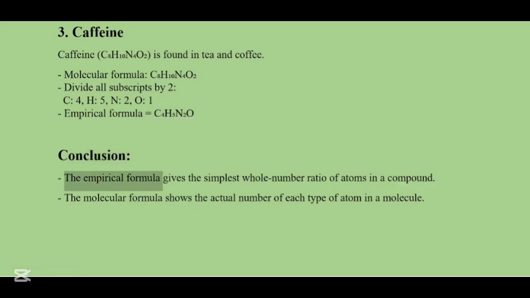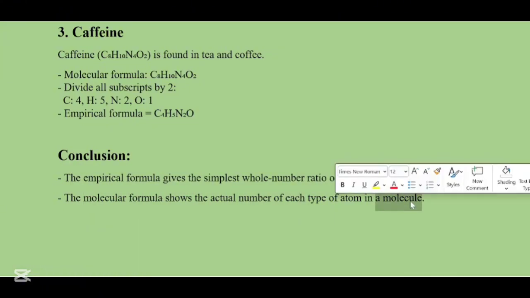The empirical formula gives us the simplest whole number ratio of atoms in a compound, and the molecular formula shows us the actual number of each type of atom in a molecule.